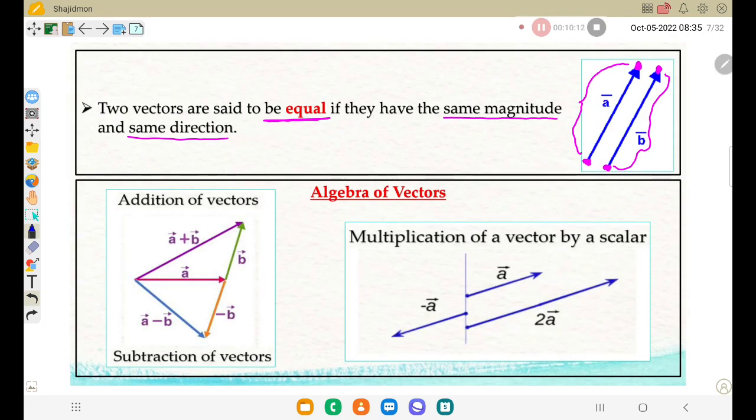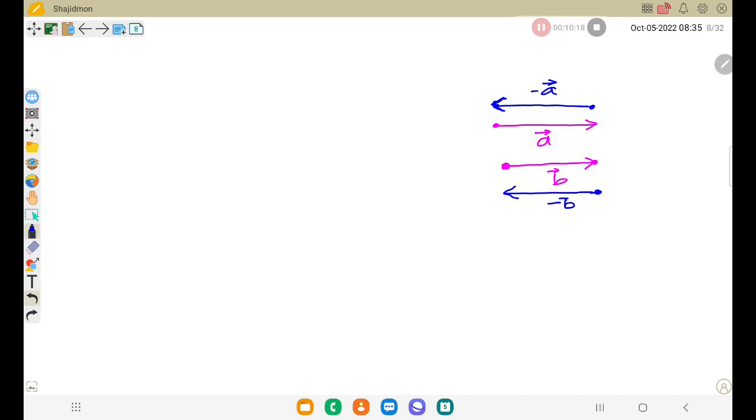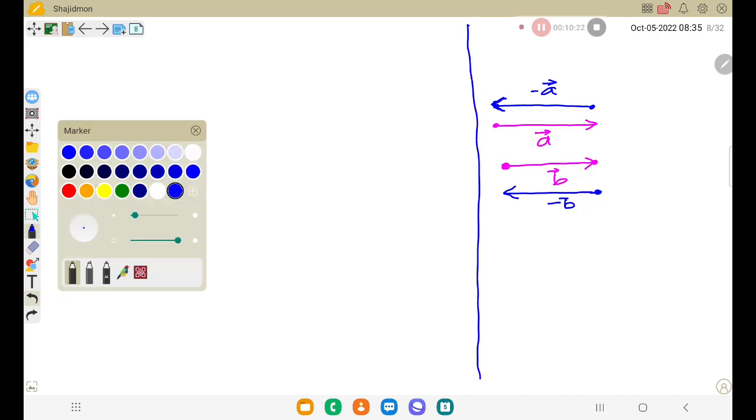What is the meaning of addition of vectors, subtraction of vectors, and multiplication of a vector by a number? For example, see here, I can tell you small examples.